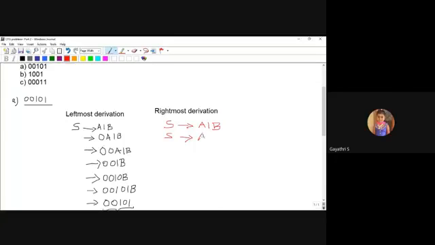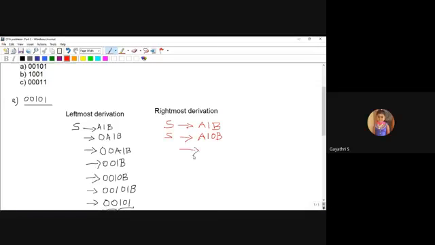For A1B, instead of B, what will be your choice? You have to replace B using a production rule. Which one is suitable? For B, you can choose either 0B, 1B, or epsilon. Three production rules are available. Yes, 0B. So instead of B, choose 0B.